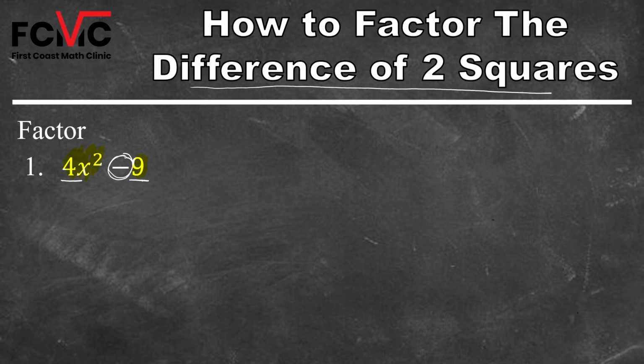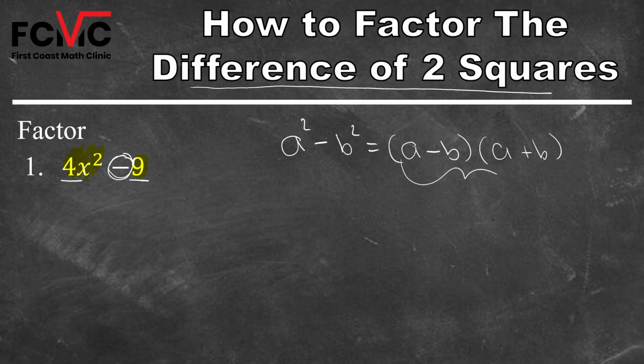So our binomial is of the form a squared minus b squared. That means when we factor this, we can use the rule a minus b times a plus b. We can take our difference of two squares and factor it into this form, a minus b times a plus b.